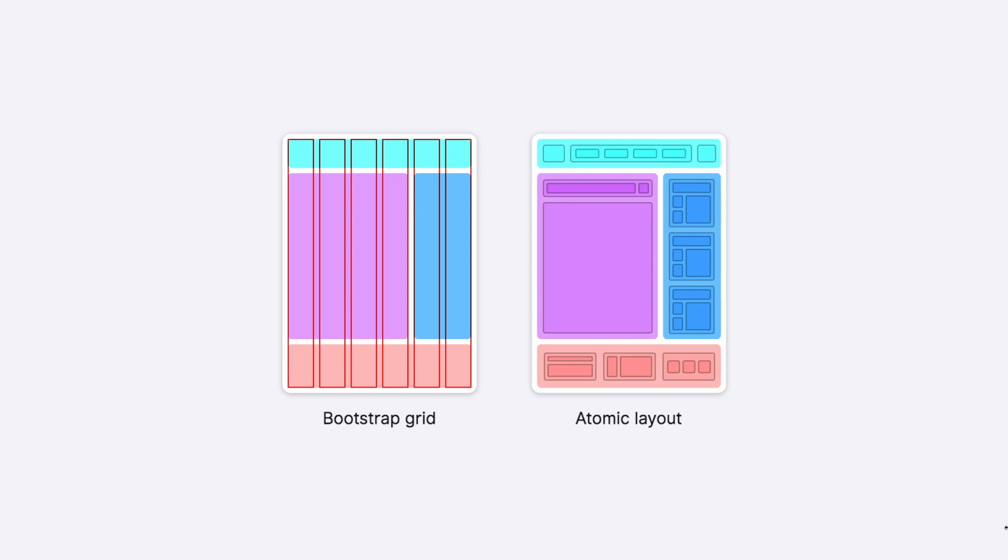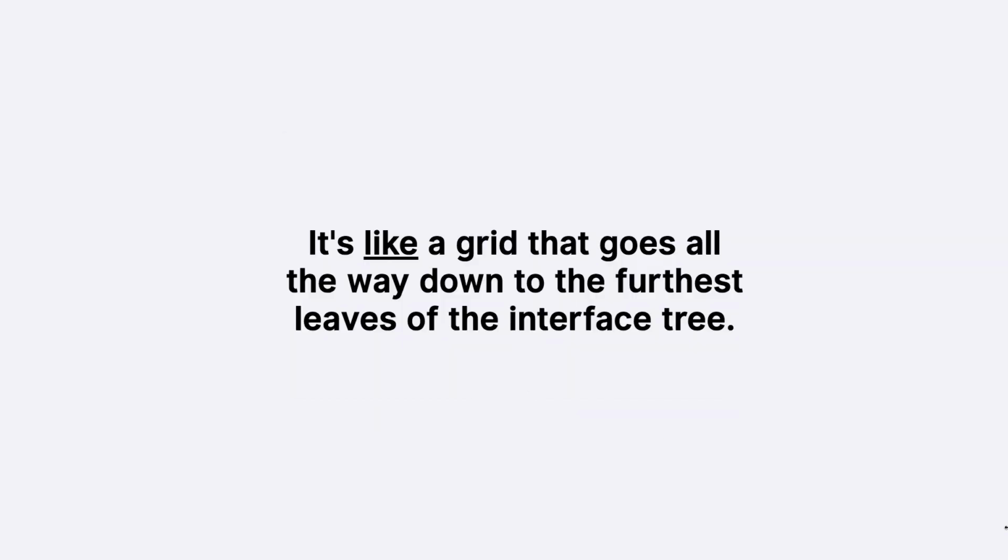And in Atomic Layout, I was trying to envision the composition in a slightly different way. So we can say that a page may consist of header, some main section, side, and footer, and then the header itself can be a composition of some logo, menu, and some actions on the right, and then the menu can be a composition of list items, and so on. And we of course can create a conventional grid system because grid is just a composition of rows and columns. So we can say that it's like a grid that goes all the way down to the furthest leaves of the interface tree. And the core benefit is that it remains predictable.